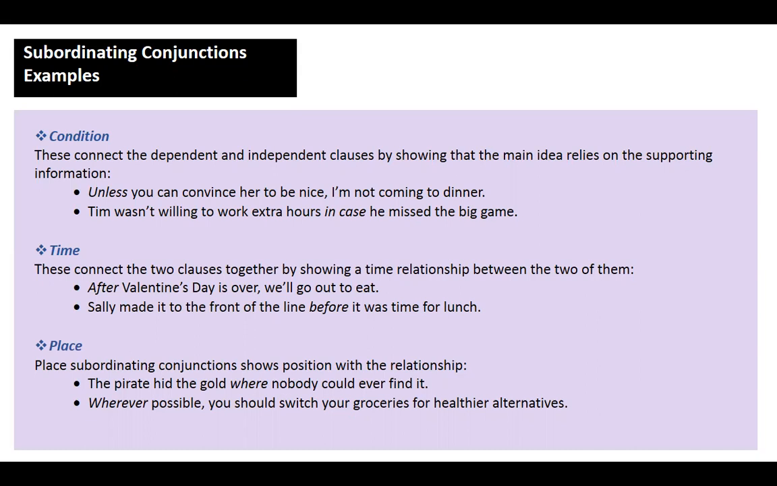And the fifth category of subordinating conjunction is place. Place subordinating conjunctions show position within the relationship. The first example of place subordinating conjunction is: the pirate hid the gold where nobody could ever find it. And the second example is: wherever possible, you should switch your groceries for healthy alternatives.